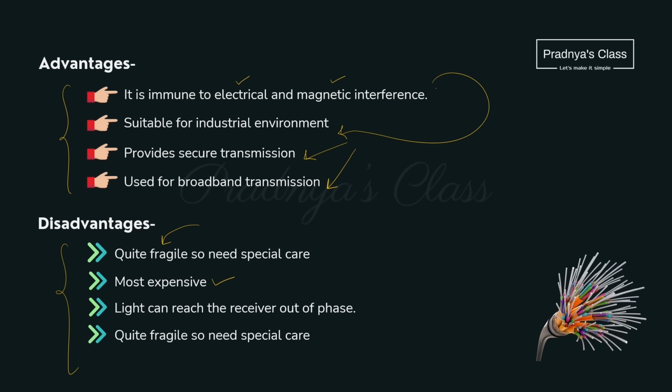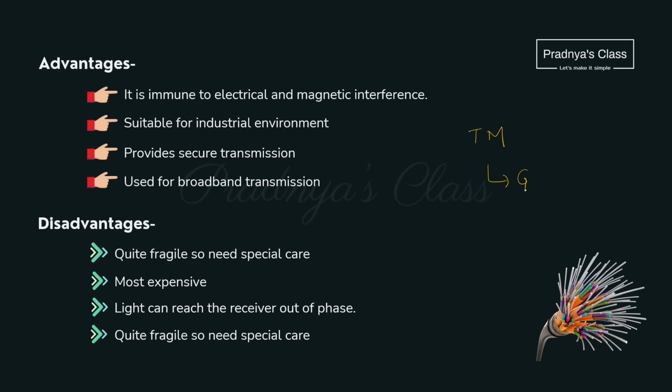So in this way, one more important topic we discussed, that is nothing but transmission media. There are two types, guided and unguided. In guided, we discussed three transmission media, that is twisted pair, coaxial cable and optical fiber. You may get a question based on it. Now you know these topics, you can write it easily.